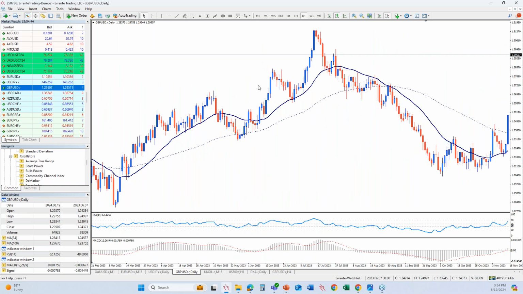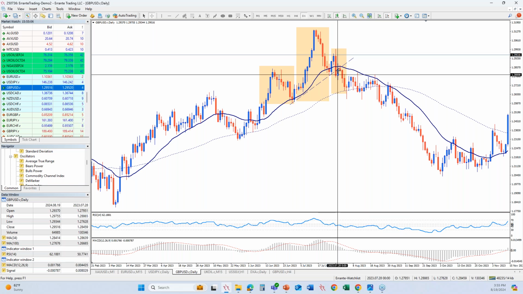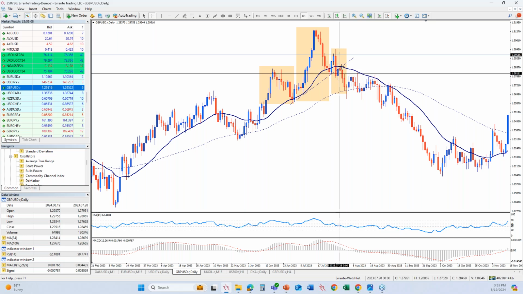For example, let's take a look at this pattern here. There's a symmetry in this pattern. We have a left shoulder, the head, and the right shoulder you see, and this is our neckline, and we have a very nice break through this neckline below the moving averages.